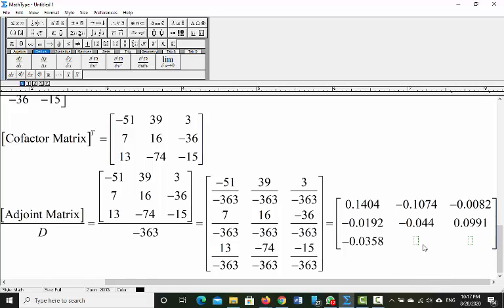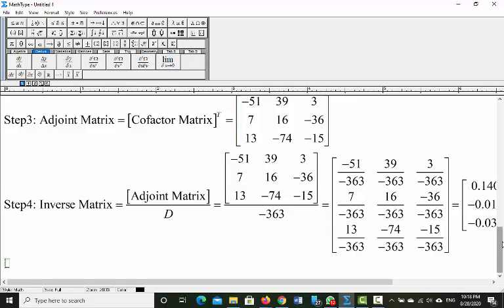So what we will have is 0.2038. Remember, you need to write up to 4 decimal points. So 15 divided by 363. What we will get is 0.0413. So that's the answer. That's the inverse matrix. So inverse matrix is equal to these. So that's the answer.